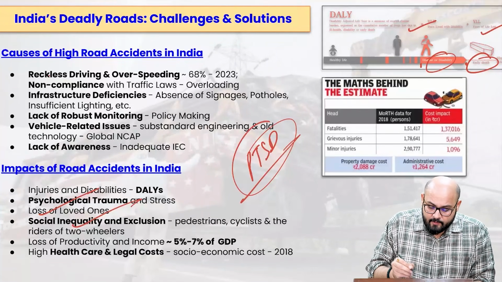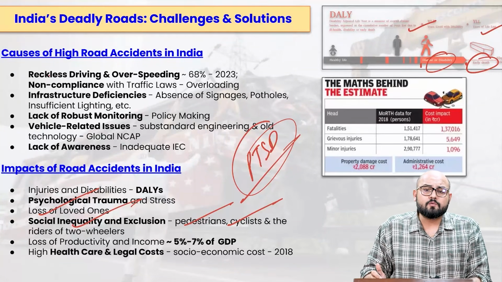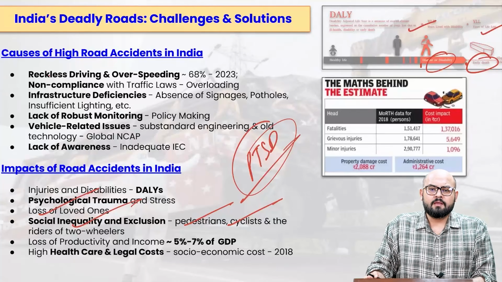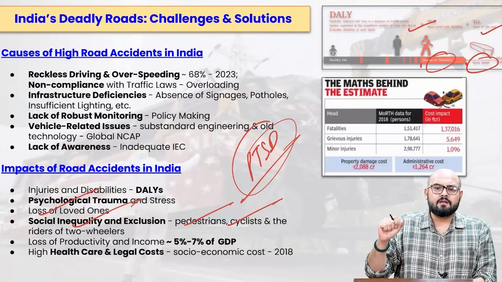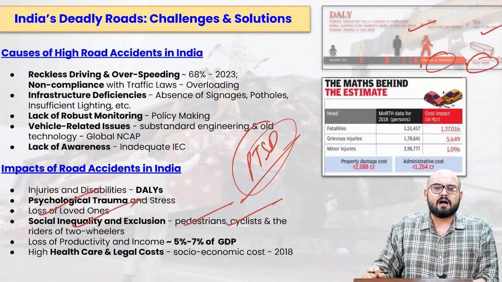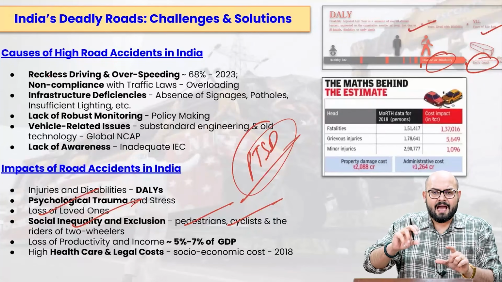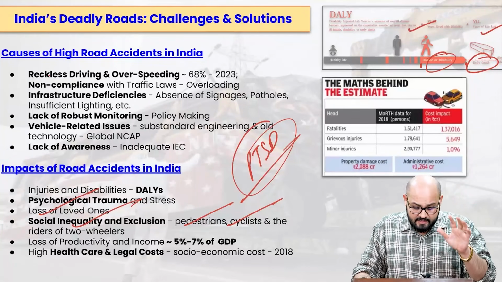Then we have the social inequality and exclusion, as I told you. So we have the pedestrians or the cyclists or the riders of the two-wheelers. They suffer the most. So if, let's say, we have a BMW or a Mercedes ramming into the people, nothing would happen to the driver who's basically driving that particular car. But the people would be killed. So we have the people from the low socioeconomic strata who are the worst sufferers of these road accidents.